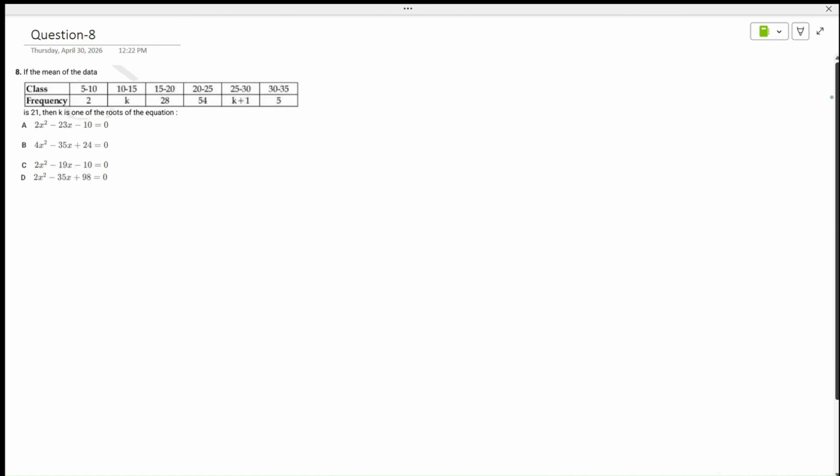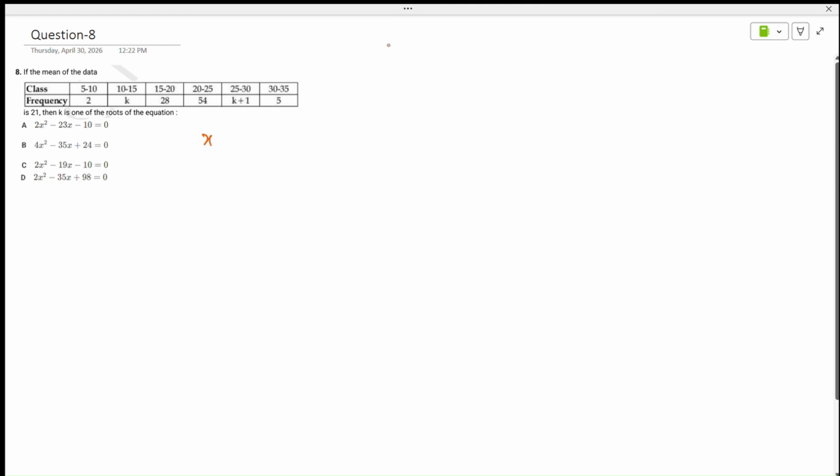So here, if the mean of the data is 21, then k is one of the roots of these equations. So first let us find the value of k, then we'll find the roots of these equations, then we'll select the correct option. So first, how to find the mean of this data?